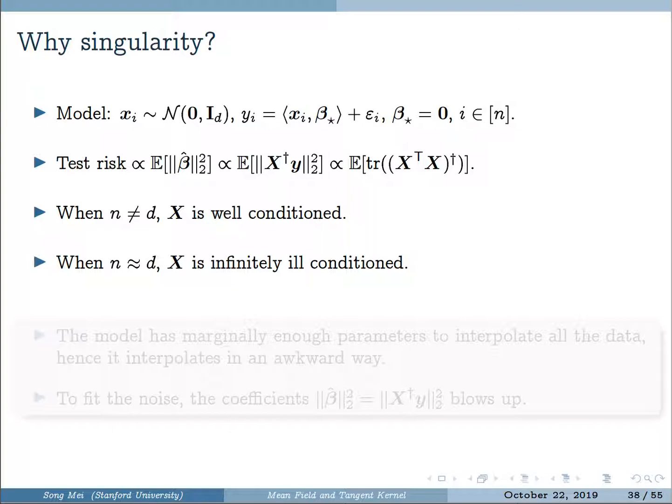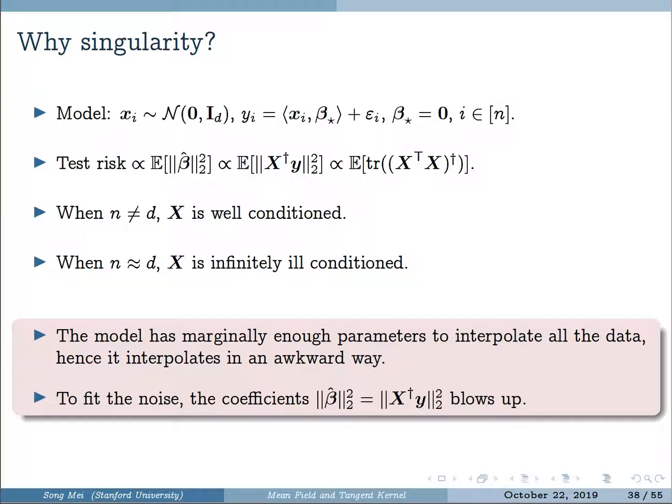So this is a simple mathematical interpretation of the singularity. And if we want to describe this singularity in just a sentence, I come up with this: the model has marginally enough parameters to interpolate all the data. So it interpolates the data in a very awkward way. To fit this noise, the coefficients' beta hat 2 norm square needs to blow up. So that means if we want to interpret this singularity of the double descent curve, you can already see it in the linear model, and you can explain it very easily.